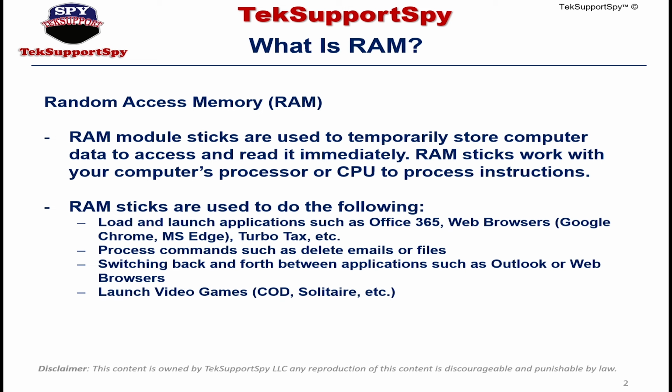You're trying to switch back and forth between applications. You might have Outlook open and you need to Alt-Tab to a web browser. It's your RAM that's helping your processor execute that functionality, that option you're telling the computer to do. And if you're launching video games, if you play Call of Duty, or you're playing Solitaire, your RAM helps you do these functions on your computer.